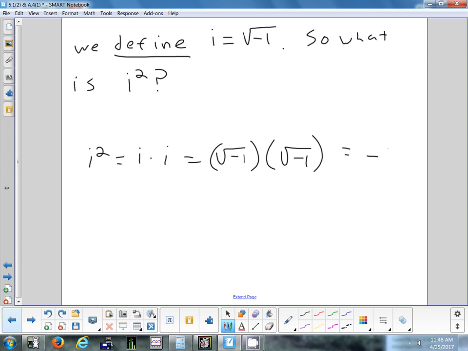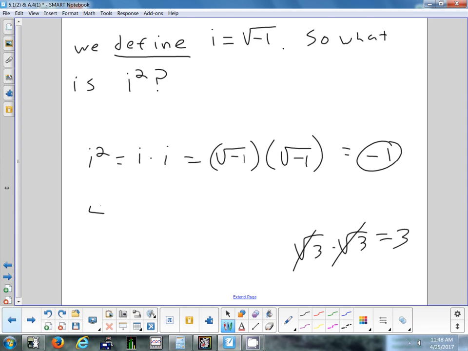You get negative 1. It's just like if I said, what's the square root of 3 times the square root of 3? It's 3. The square roots cancel out and you're left with the number underneath. So we get negative 1. Okay, and that's going to come up a lot tomorrow when we multiply. Okay? And you could figure out what i cubed is, i to the fourth, and there's a pattern after you do the first four. But these are the only two that you need to know. i is the square root of negative 1. i squared is negative 1.